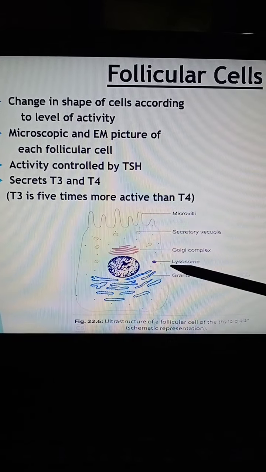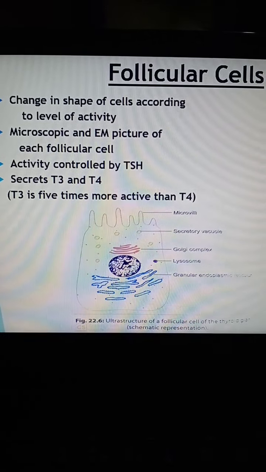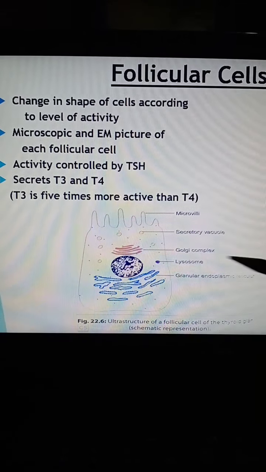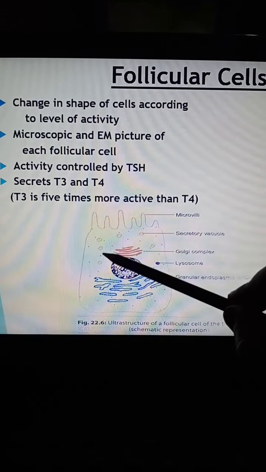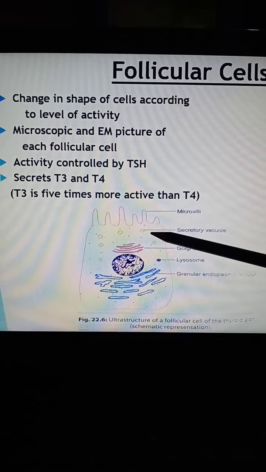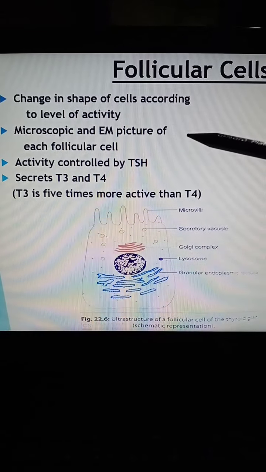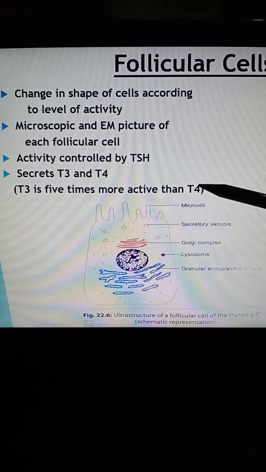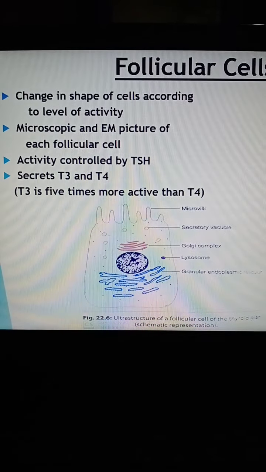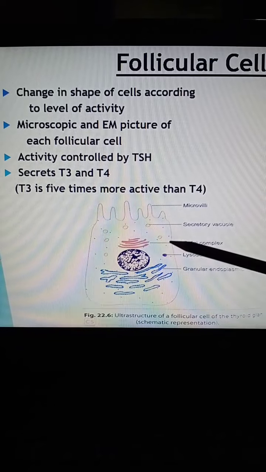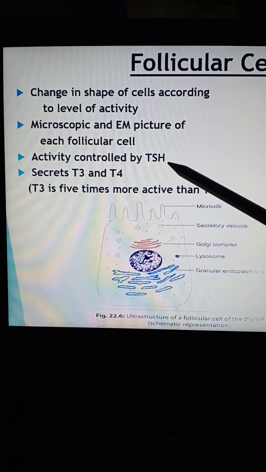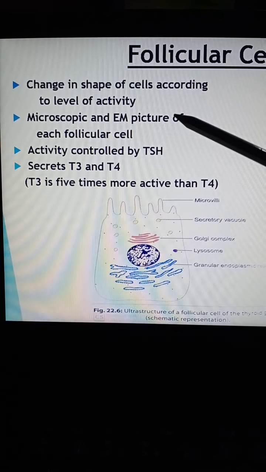Lysosomes, microtubules and microfilaments are also present. The apical part of the cell contains many secretory vacuoles. These secretory vacuoles are very important. So this is about the ultramicroscopic picture of the follicular cell. Now, the activity of this follicular cell is influenced by thyroid stimulating hormone, which is produced by the hypophysis cerebri. So this activity is controlled by thyroid stimulating hormone.